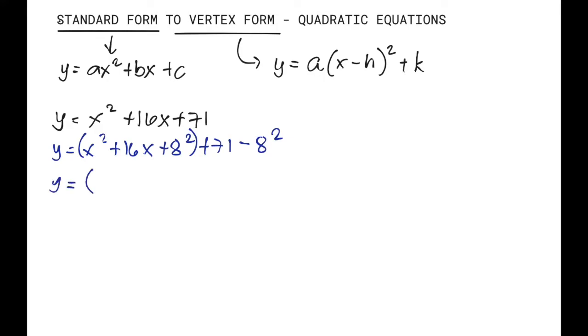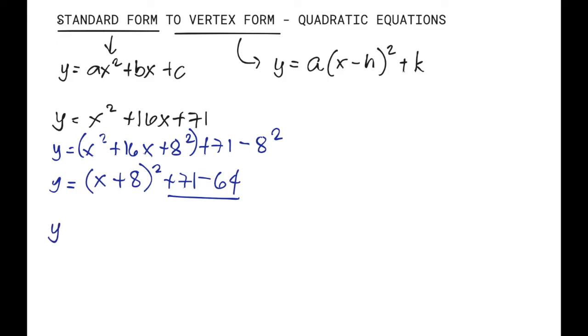The factored form of x squared is x. Copy the sign of the middle term, which is positive, and then get the base of your third term, which is 8, and then square the entire quantity, plus 71 minus 8 squared, which is 64. Now let's combine the like terms, and these are the constants, 71 minus 64.